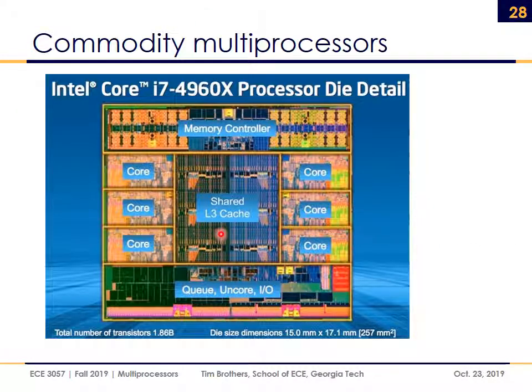This is what it looks like as we actually start to put these on silicon. We have a bunch of different processing cores. These are the CPU architecture. Then we have a large bank of shared L3 cache. Each one of these cores will have its L1 and L2 cache, but there's a big bank of shared cache. The memory controller on the top, and the queues and the I/O on the bottom, taking data in and out.